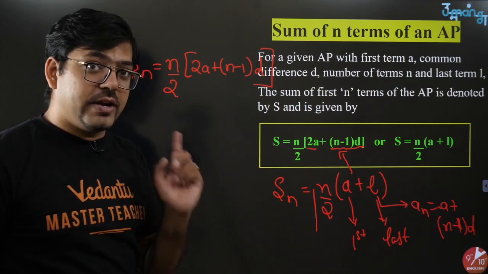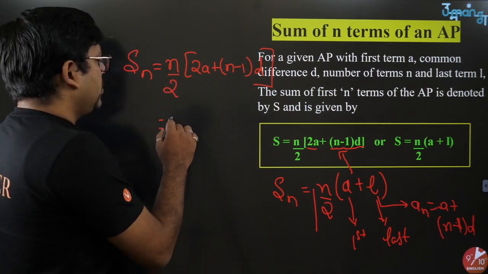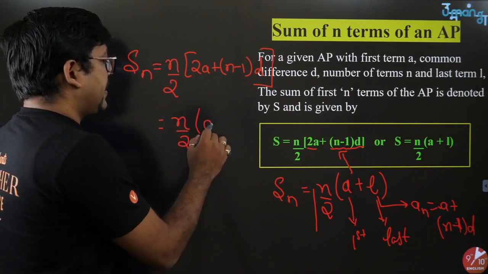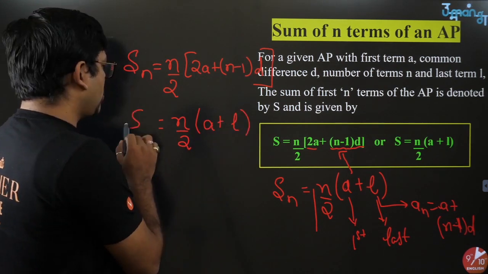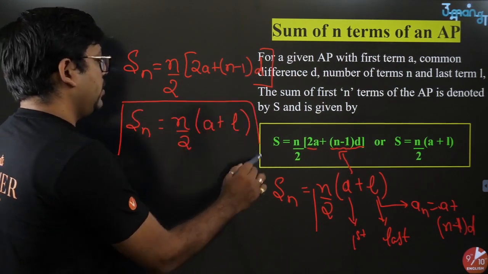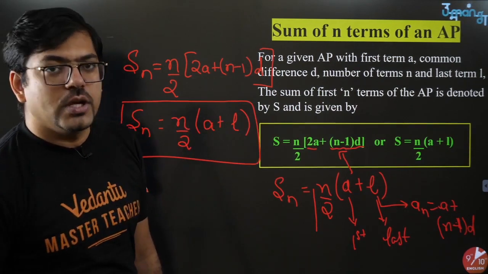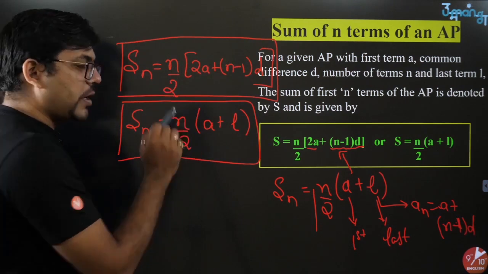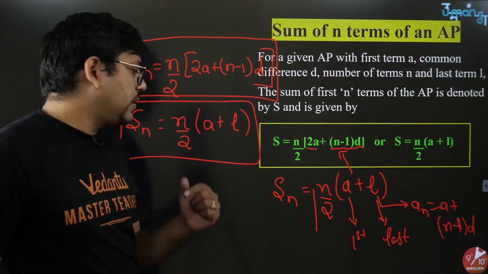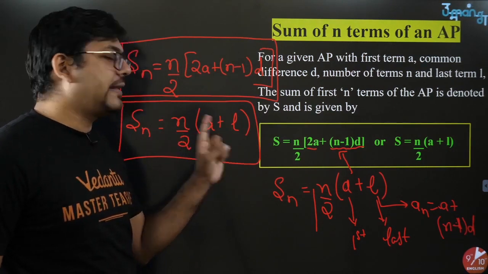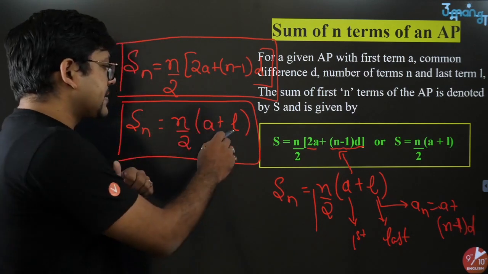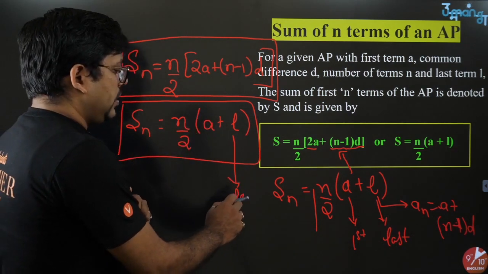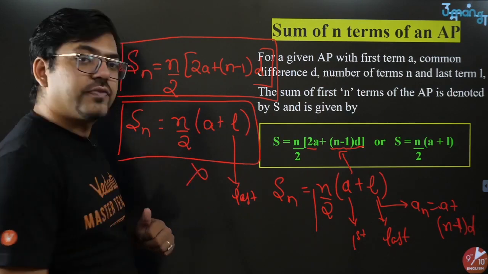This is the sum of n terms, and you should remember this formula, a plus l, because it is a shortcut or short method to find the sum of n terms. Both formulas are used in different places. The second formula you will use wherever you have the number of terms, the first term and the last term given. The important thing is that you need the last term. If you don't have the last term, you cannot use this formula.